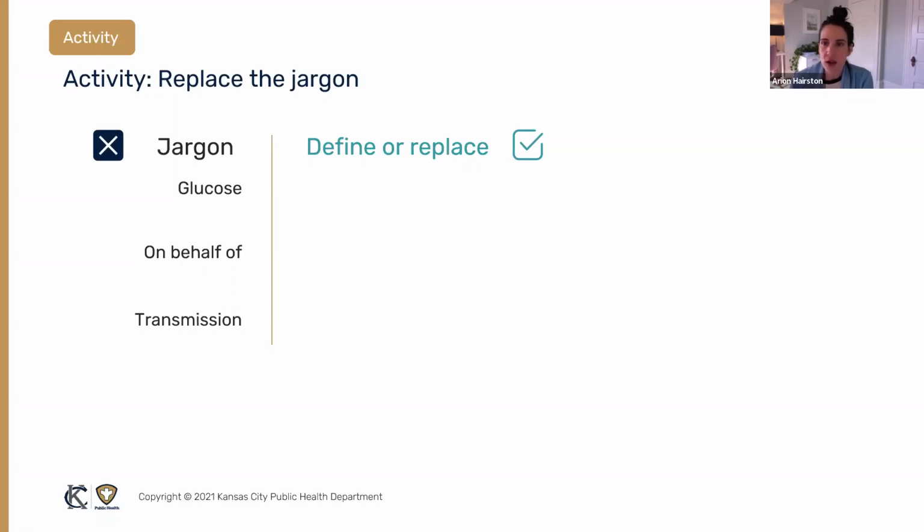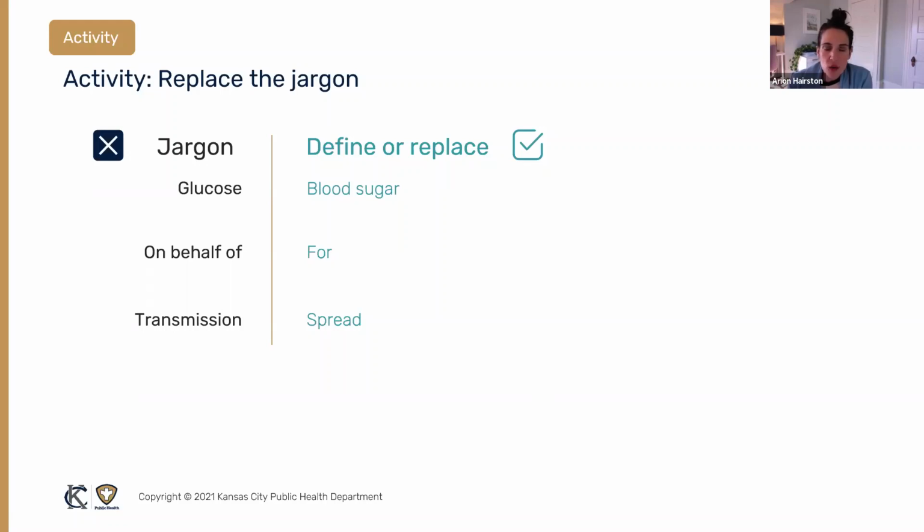But here's how we would work with these 3 words. Lisa, you can go ahead and show the answers. So glucose, you might say blood sugar, or you might define it behind glucose if you feel like they're going to need to know that word. On behalf of, there's a lot of phrases that use a lot of words. You can actually just say 1 word in replacement, like for. Transmission, spread. So there's a lot of use of the word transmission lately. Probably not a word people need to know. There's a simple replacement, which is spread.